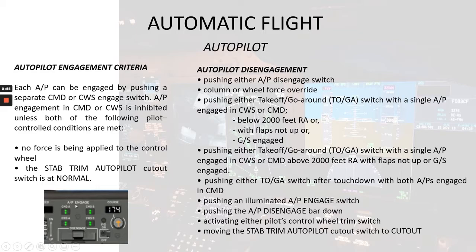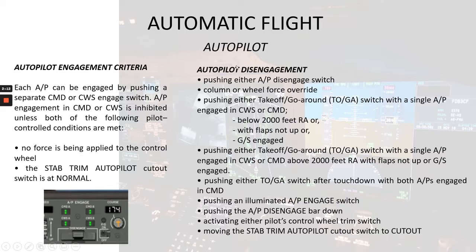Here you can see command A, command B, CWS-A, CWS-B. Autopilot engagement in command or CWS is inhibited unless both of the following pilot control conditions are met. No force is being applied to the control wheel. The stop trim autopilot cutout switch is at normal position.